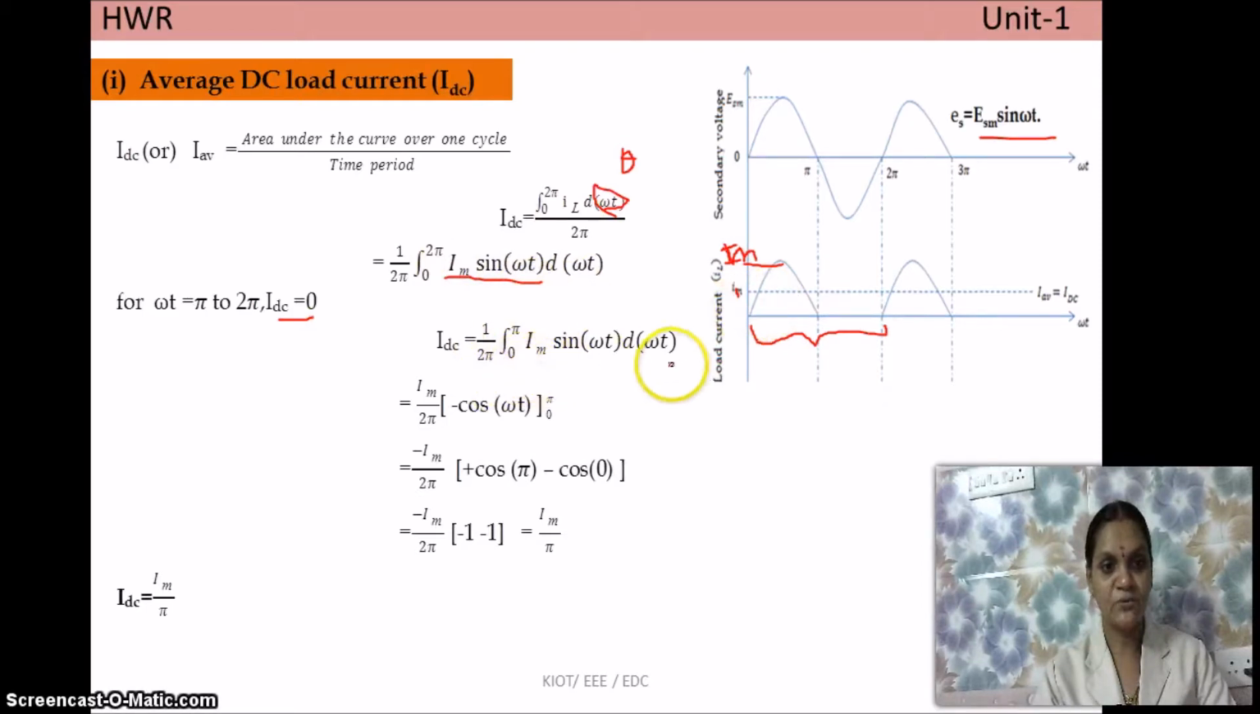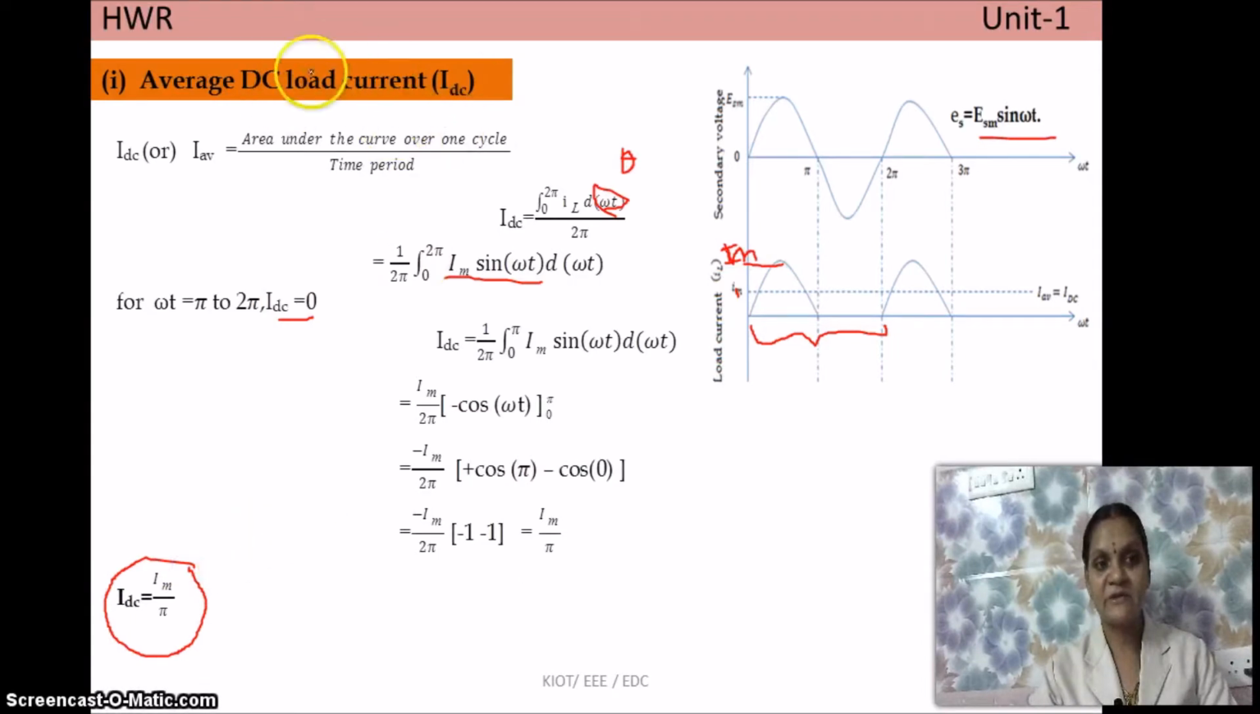So Im sin omega t d omega t, and we integrate. Since Im is constant, bring it outside the integral. So Im by 2 pi, and sin omega t when integrated becomes minus cos omega t, with limits 0 to pi. Next, substitute the limits, taking the negative sign outside. So this becomes cos pi minus cos 0. Cos pi is minus 1 and cos 0 is 1. When you simplify this you get the value Im by pi. So the formula for the average value of DC current in a half wave rectifier is Im divided by pi.